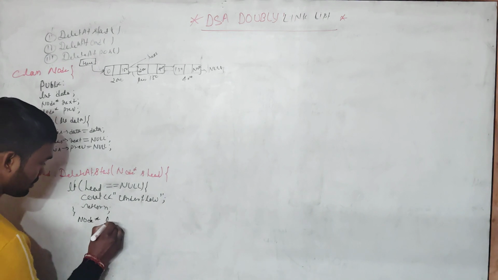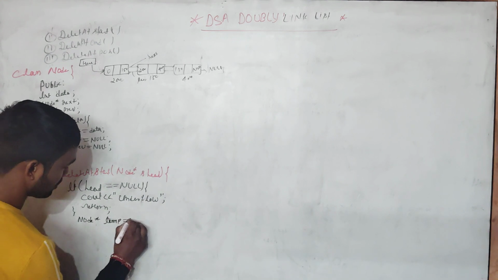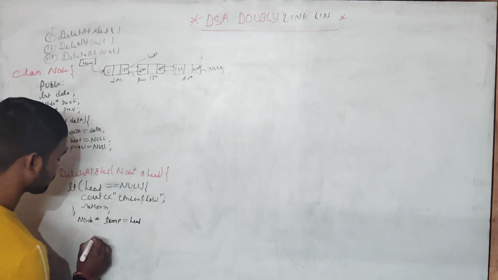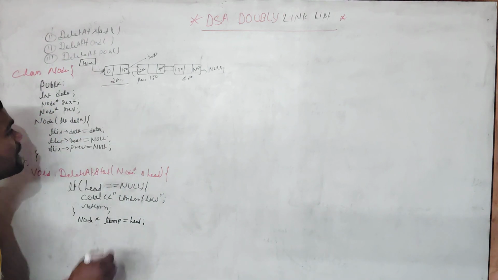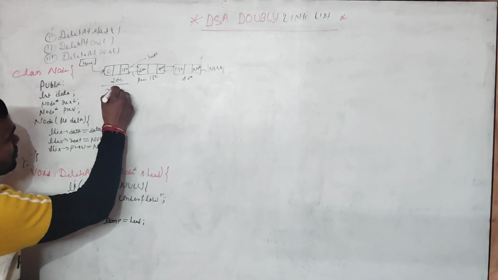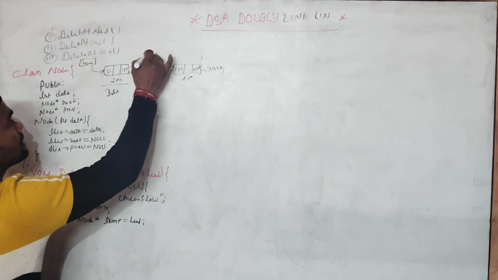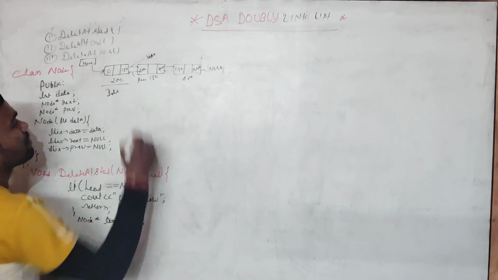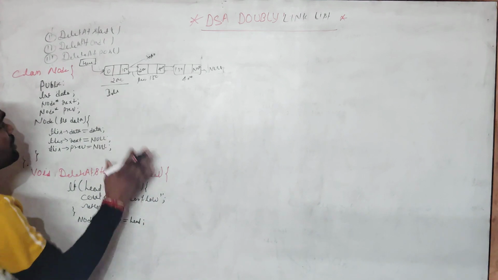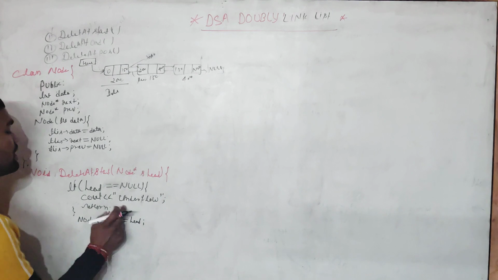Node start. Temp is equal to head. Okay, I want to delete this node. How can I delete? Firstly, you need to see here, this is a next pointer. Suppose we have one node in the linked list. I want to delete. I've already checked the base case here.